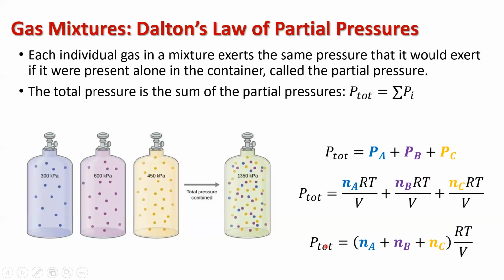And again, collectively, this is all dealing with what's called Dalton's law of partial pressures, which basically says that if we have a mixture of gases in a container, each gas exerts its own individual partial pressure, and the total pressure of the mixture is the sum of the parts.